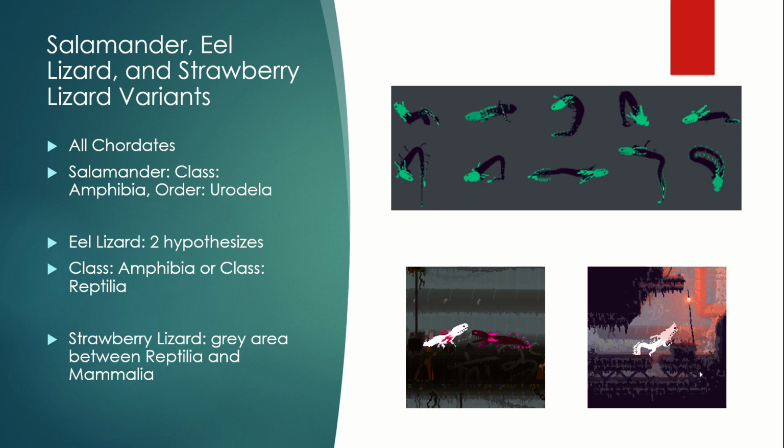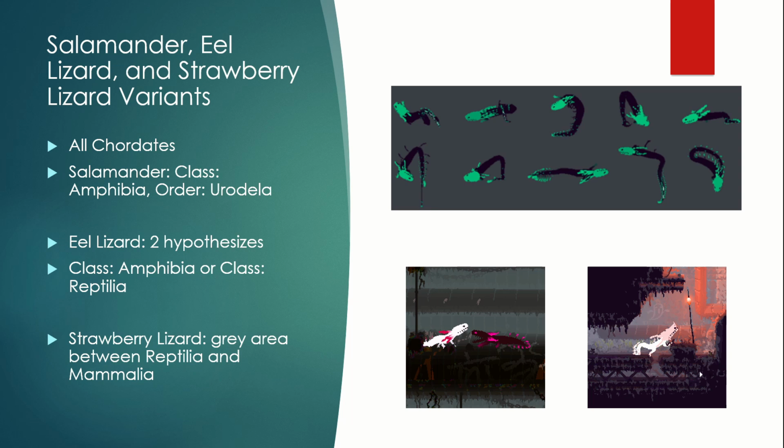The eel lizard, 2 hypotheses here. One is class Amphibia and another is class Reptilia. And this entirely depends on whether the eel lizard, which is only found in the rivulet campaign in the game, descended from the salamanders as a more aquatic variation of them, or from the other lizards in the game adapting to the more aquatic environment present in the rivulet campaign.